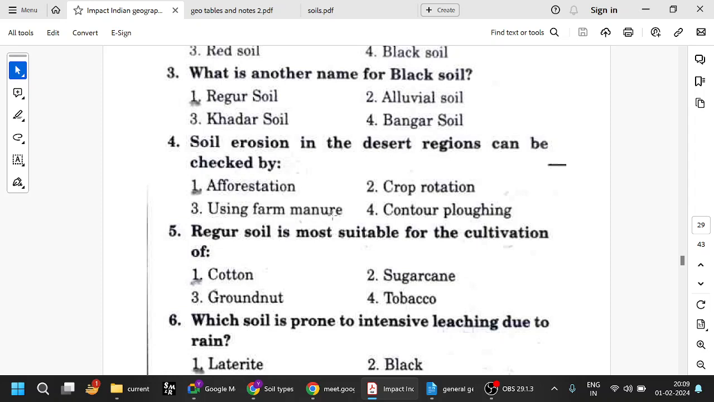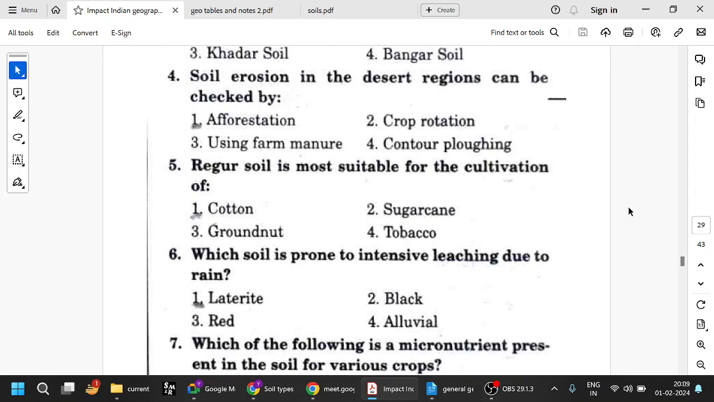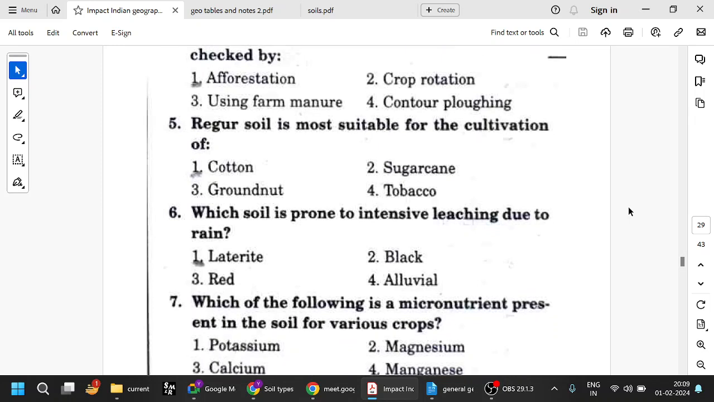Using farm manure and so on, you can increase the organic matter in the soil. Black soil is more suitable for the cultivation of cotton and tobacco also. If you have both options, then you can probably go for cotton. Cotton is more suitable, but generally black soils are good for both cotton and tobacco.